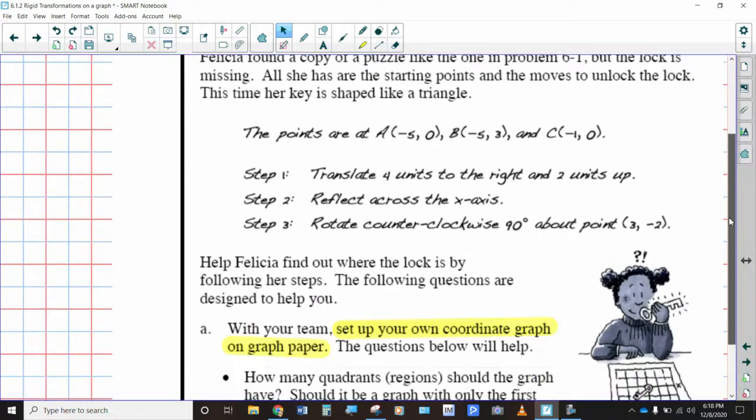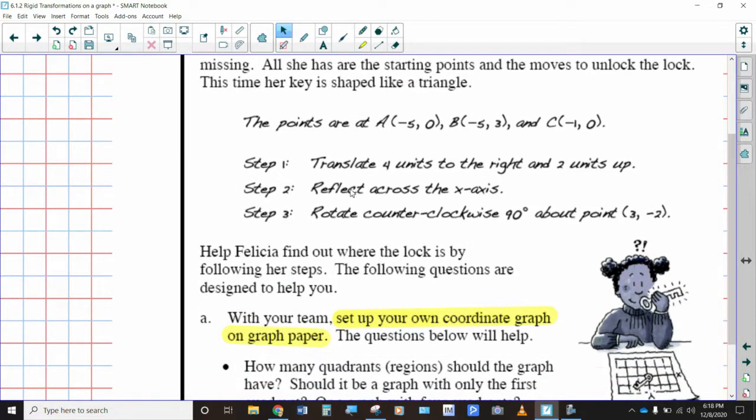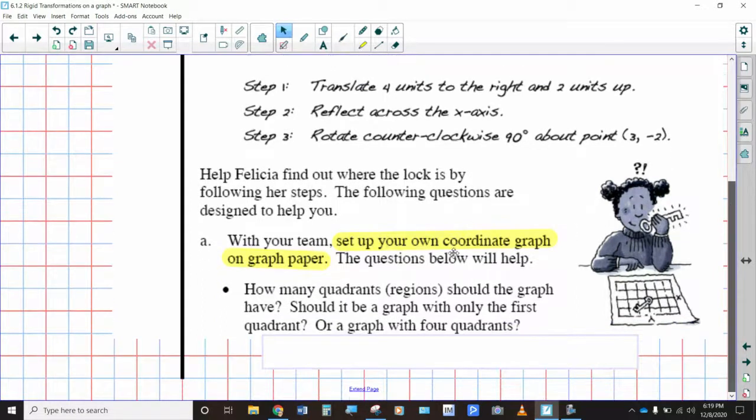We are going to do a translation, a reflection, and a rotation for this original triangle. And each time we're going to chart on a coordinate grid the new image after each one of these transformations has taken place. So we're going to have to set up a coordinate grid. So this is why we have graph paper. You need to set up a coordinate grid, but think about these questions.